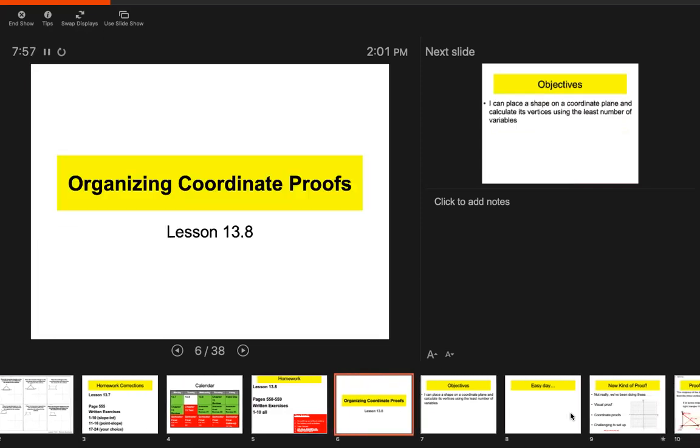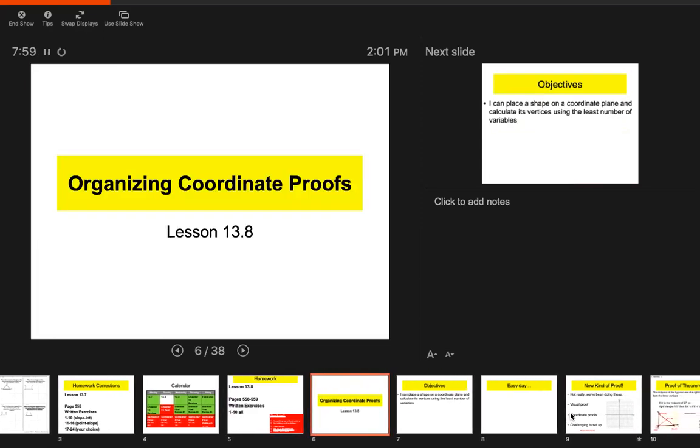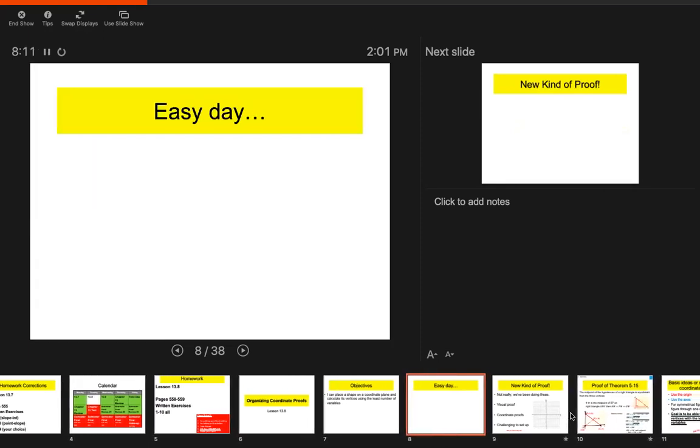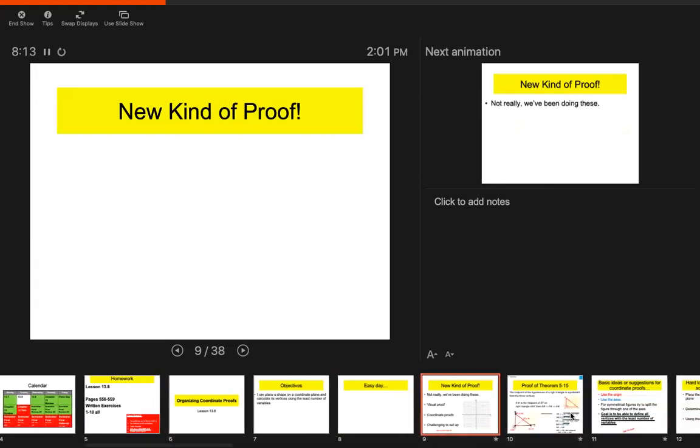Okay, so tomorrow's the class on proofs. Today is get ready for the proof day. So I'm going to do a proof just to show you what it looks like, but we're not going to actually do a single proof for homework tonight. It's the setup for the proof. All right, so it is an easy day.